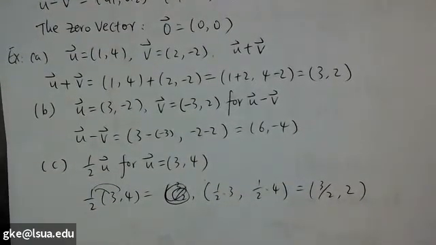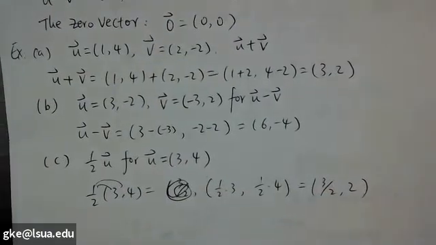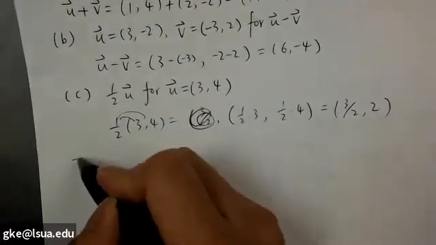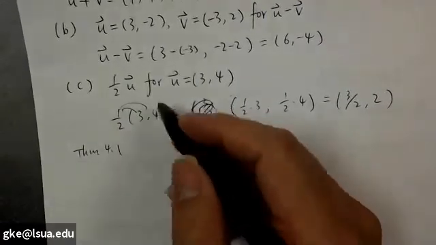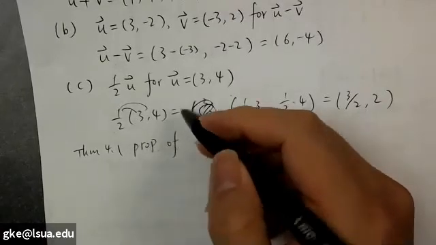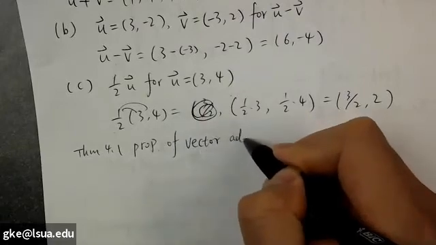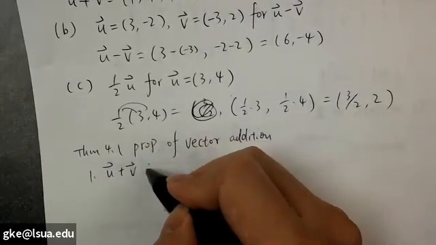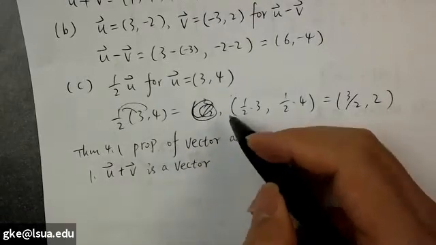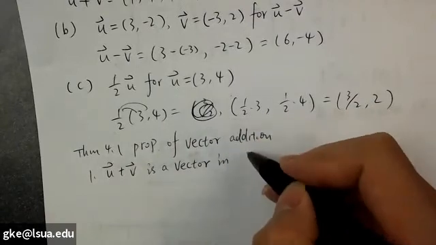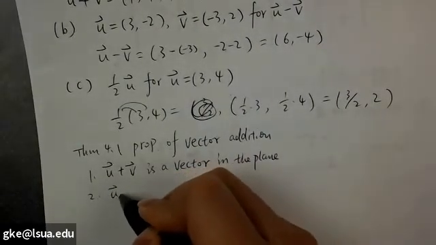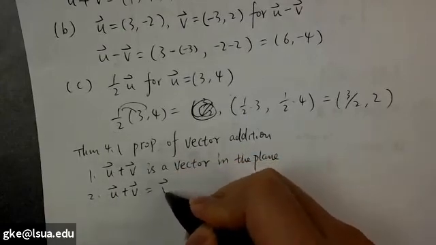Now let's take a look at the theorem or properties of vector addition. Theorem 4.1, properties of vector addition. We have: 1, u plus v is a vector in the plane. 2, u plus v equals v plus u.